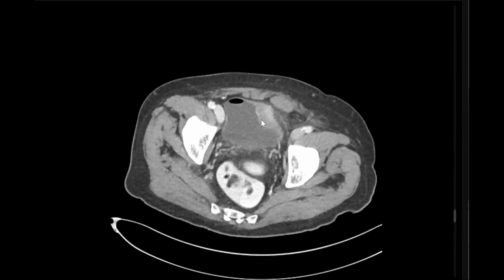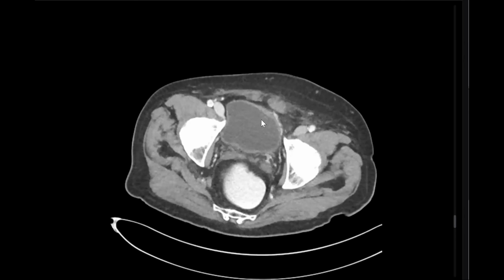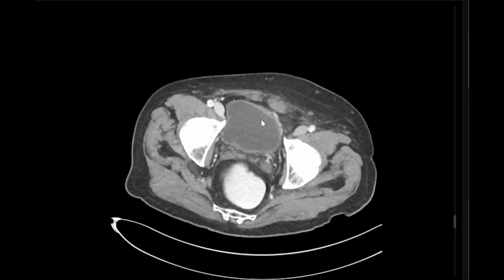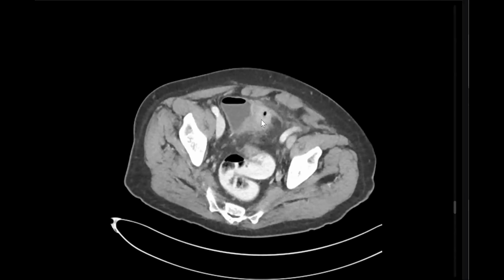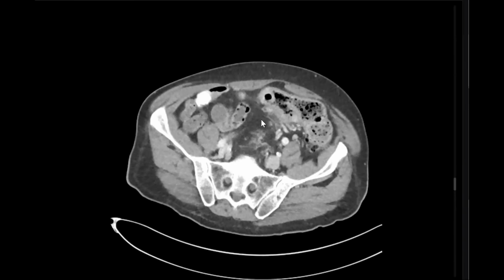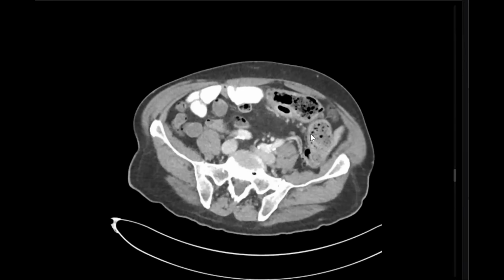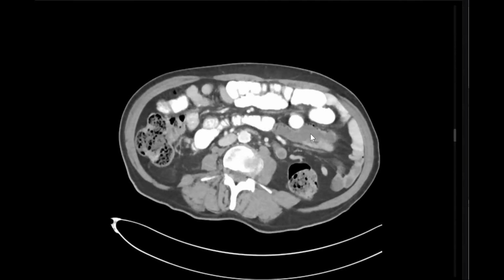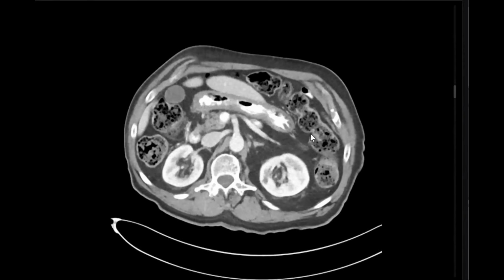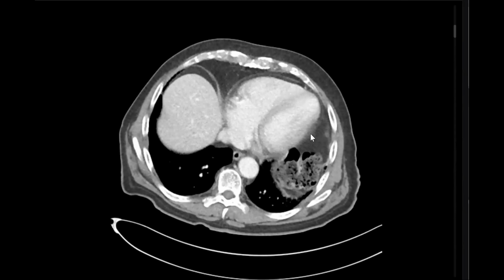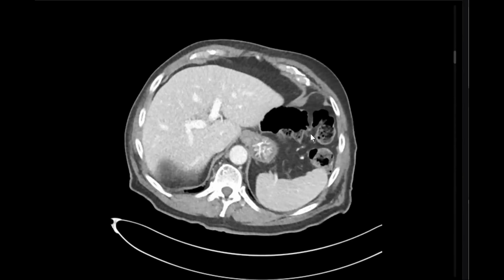I also look for any associated air foci in other pelvic organs. I can't see any air foci in an abnormal location other than the bladder. So I'll scroll through the rest of the images to see if there's any other complication, like inferior mesenteric vein thrombosis, hepatic abscesses, or pneumoperitoneum. I'll scroll through the upper abdominal cuts, and I can't see any other complication from what I said before.